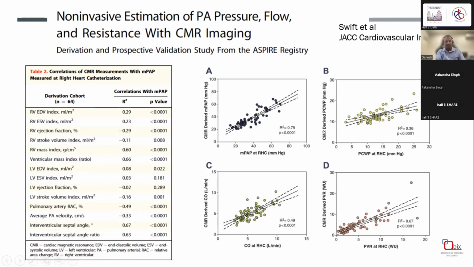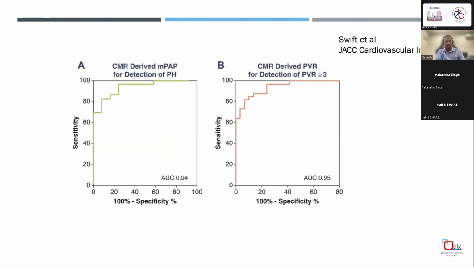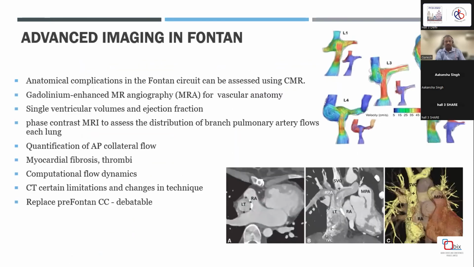So the correlation coefficients are not very great, 0.75 and 0.67, but they do correlate with the cath-derived PVR and PA pressure. So although they are not correlating strongly with the cath measures, they are able to detect with a significant area under the curve of 0.94 for detection of PH. So just the diagnosis of PH and detection of PVR of more than 3 is reasonably well. So again, this is a matter of doing more studies and understanding how it behaves.